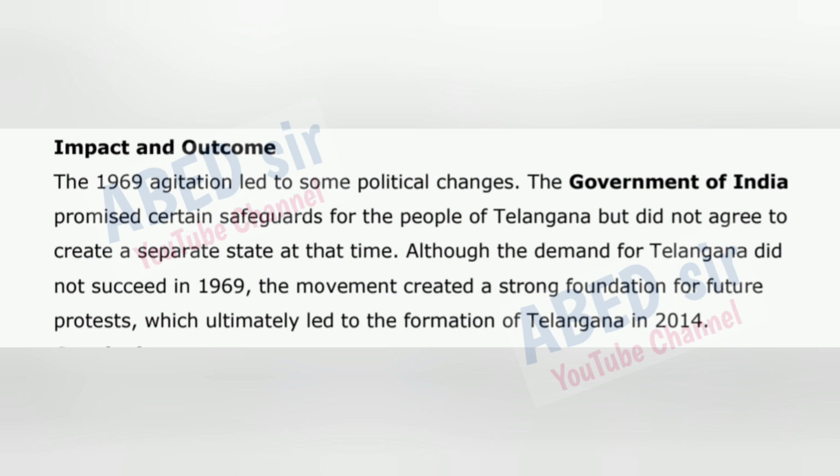Impact and outcome. The 1969 agitation led to some political changes. The Government of India promised certain safeguards for the people of Telangana but did not agree to create a separate state at that time. Although the demand for Telangana did not succeed in 1969, the movement created a strong foundation for future protests, which ultimately led to the formation of Telangana in 2014.